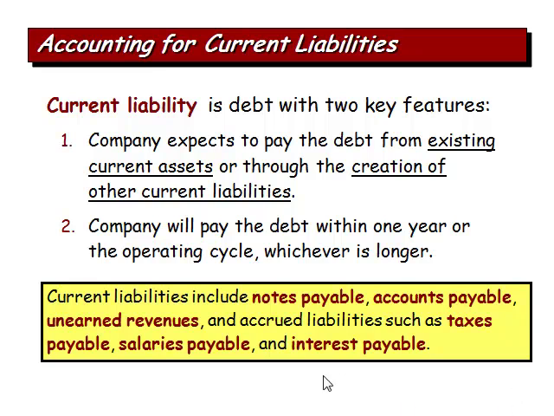This first item here, just step back to that with me for a minute. Company expects to pay the debt from existing current assets. They probably expect to pay it with cash, or by converting an account receivable into cash and then using the cash, or through creation of other current liabilities. It's possible we buy something on account with the intent of issuing a note for it later on.